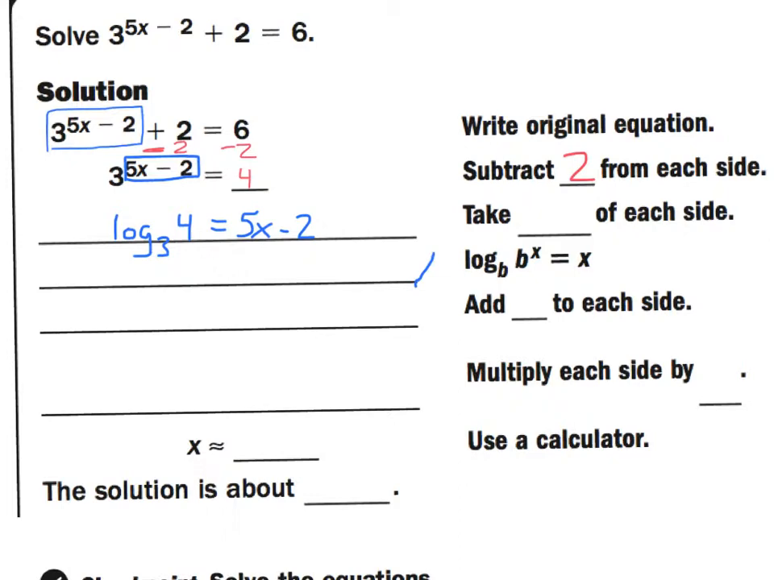Okay, notice that this right here can be change of baseified, which I'll do in a moment. And notice that I'm trying to isolate the x, right? So I'm going to add 2 to both sides. But notice I'm going to do the change of base right here, log 4 over log 3, plus the 2, all equals 5x.